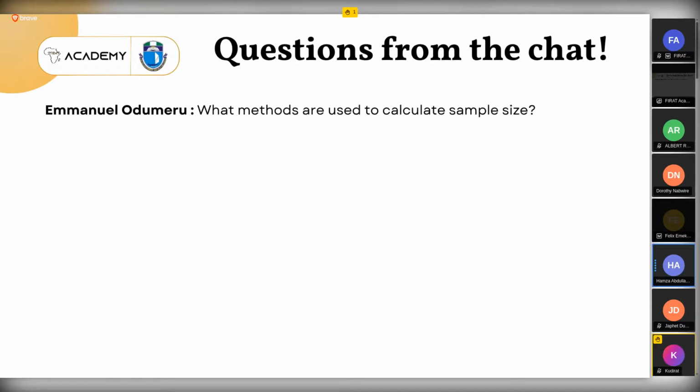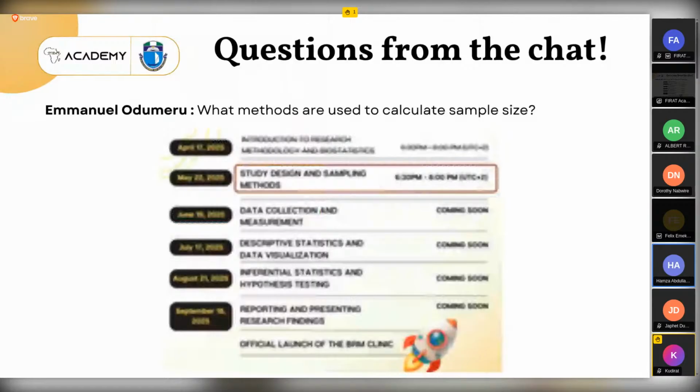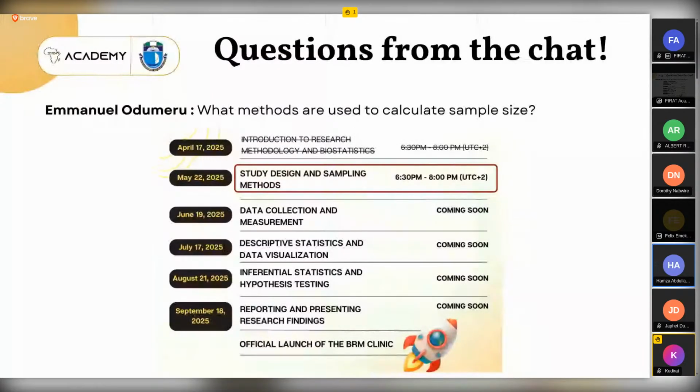Hello, sir. Can I have a question, please? Go ahead, sir. Please, is there any WhatsApp group for us to join this academy? Is there any WhatsApp group? The organizers will answer that.